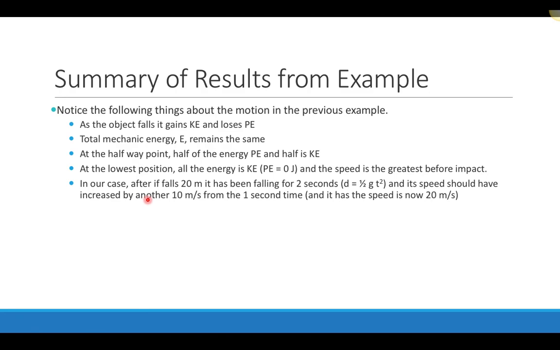I also mentioned that when it's at the 20-meter mark, it has fallen for 2 seconds, and I could use the 1/2 gt squared to figure out the distance. Its speed should have increased by 10 meters per second every second that goes by. So at the very bottom, it is traveling at 20 meters per second. So basically, going back to those pictures that we looked at for vertical motion, everything makes sense in terms of the speed that the object has as it falls a certain distance.